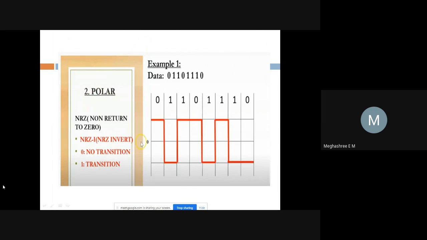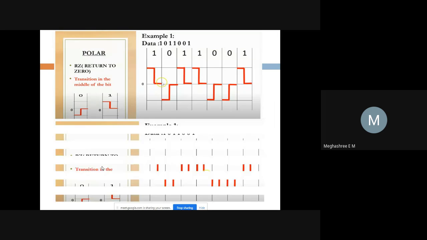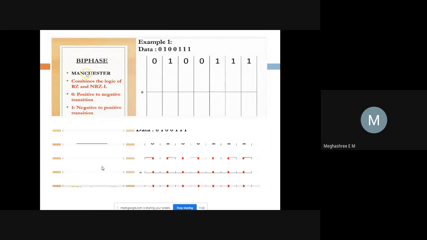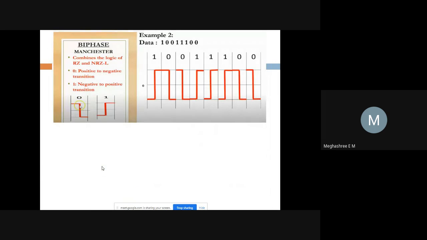Here, what does it mean? For 0, there is no transition. It has to stay where the signal is. If it is on the positive side, it has to stay there. If it is on the negative side, it has to stay on the same side, right? When there is data bit 1, then there should be a transition. If the signal is at the positive side, it has to move to the negative side. If the signal is at the negative side, then it has to move to the positive side. So let's continue with differential Manchester.